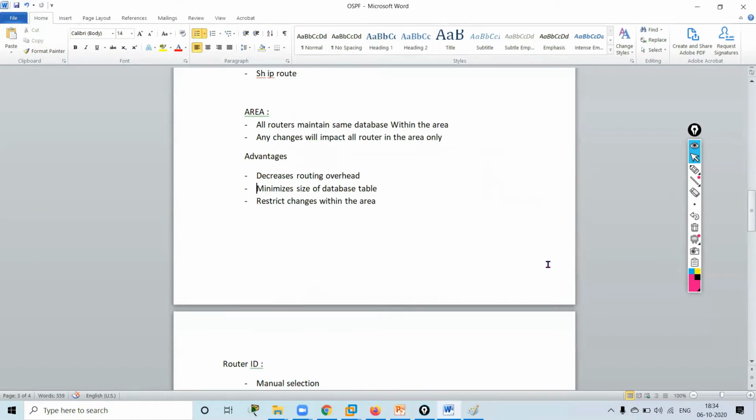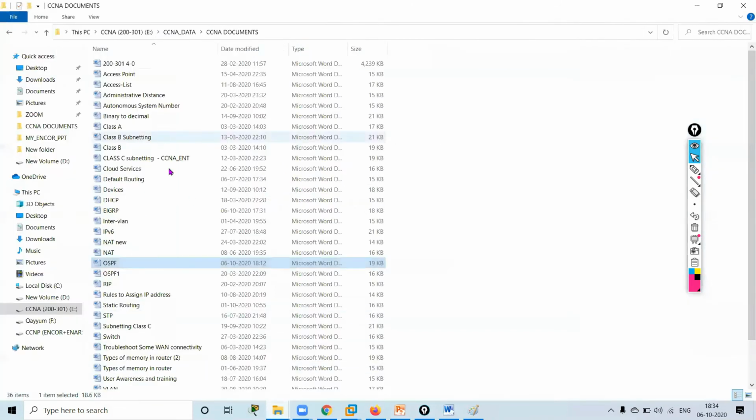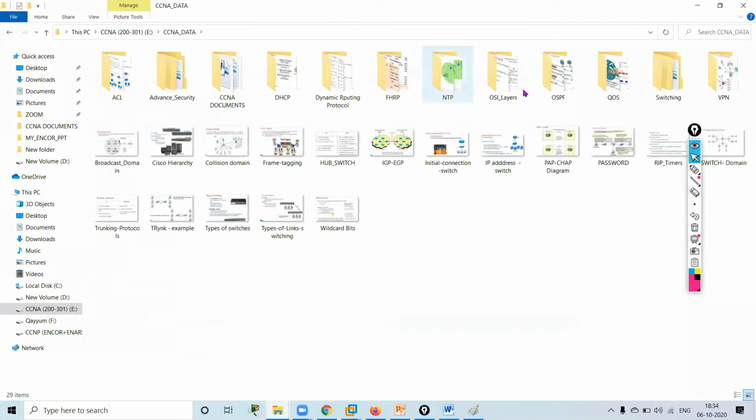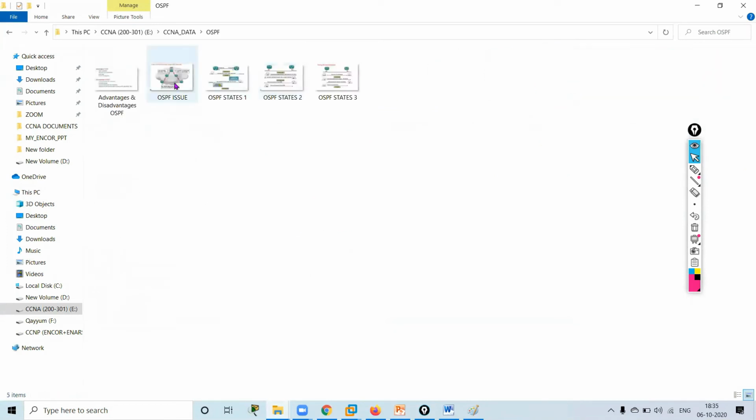Now here there is a concept of area introduced. Okay, the area concept is introduced. Now why is the area concept introduced? Why do we need area over here? What is the use of area? Why do we need area? So there is an issue with OSPF.